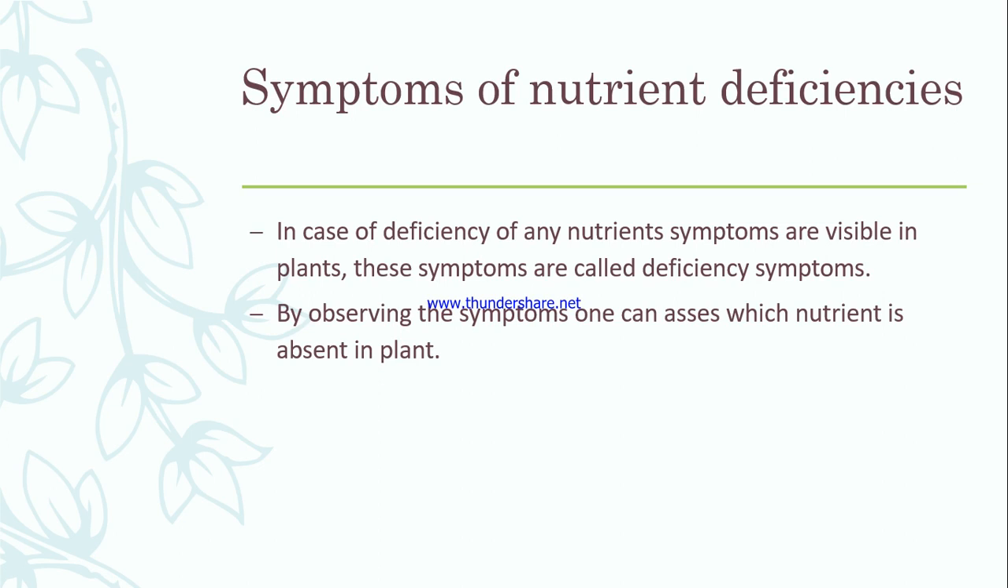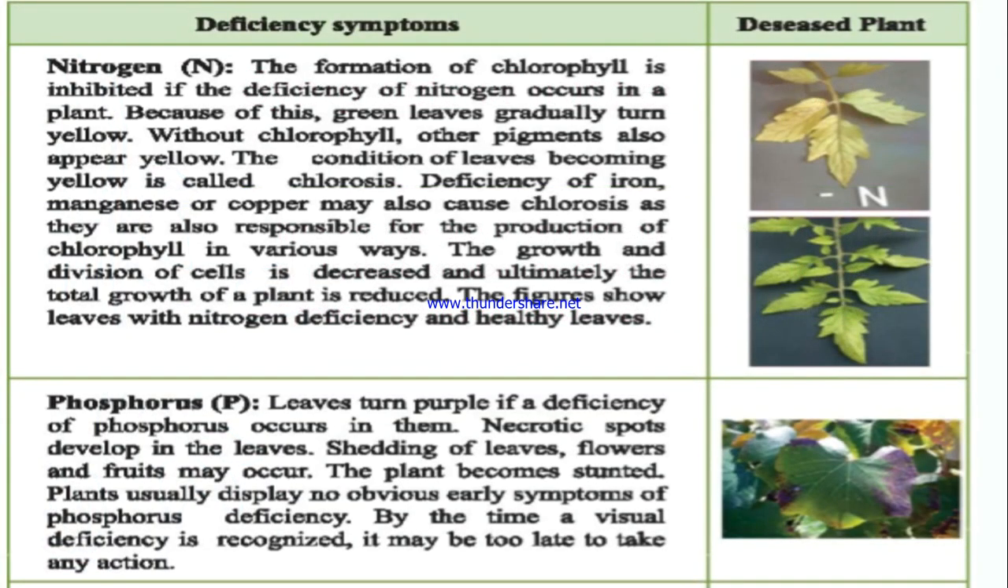So by observing these symptoms, the farmers or the responsible person can assess which nutrient is absent in plants, so they can apply that specific nutrient. So here they are given the deficiency symptom and the plant picture. So I'm going to specifically say something important.